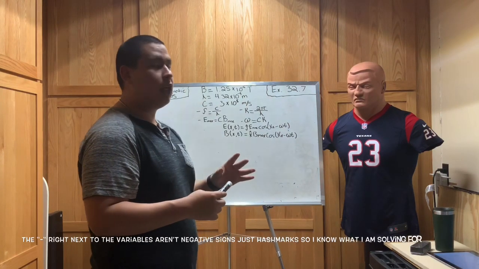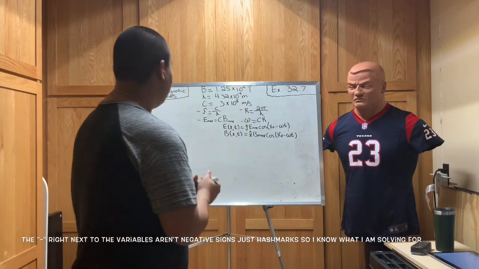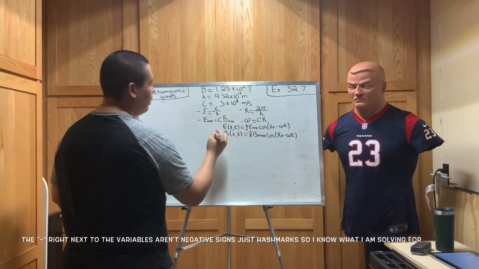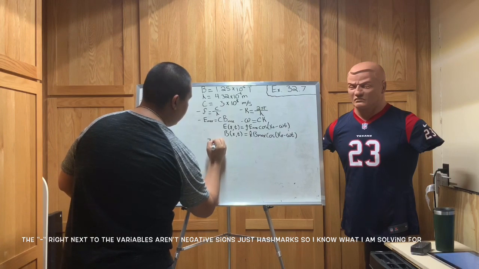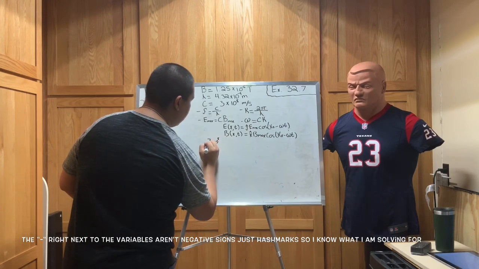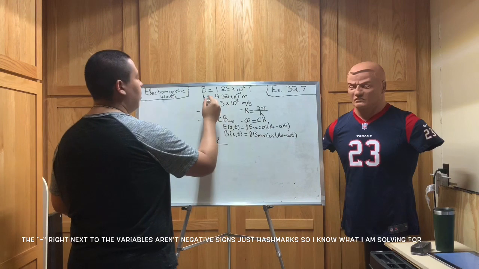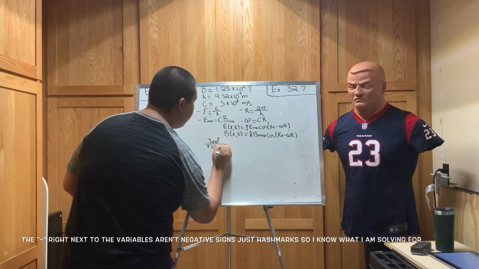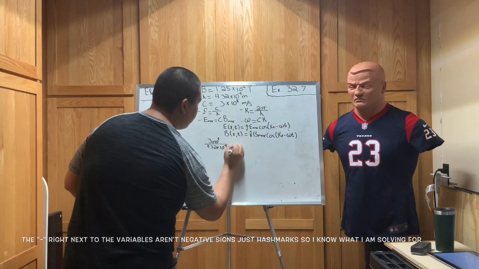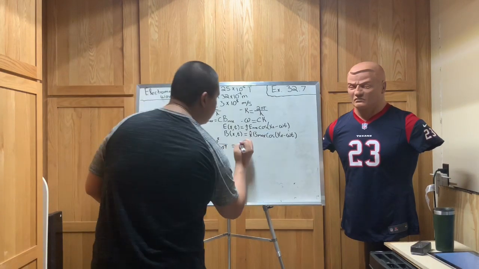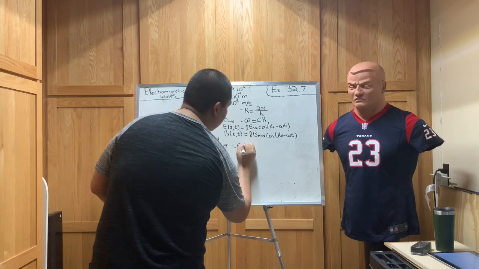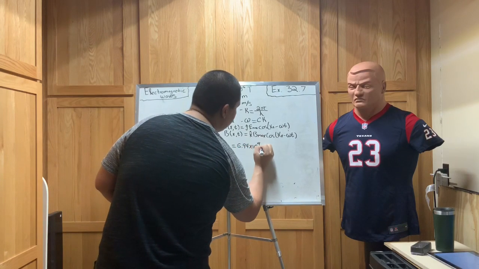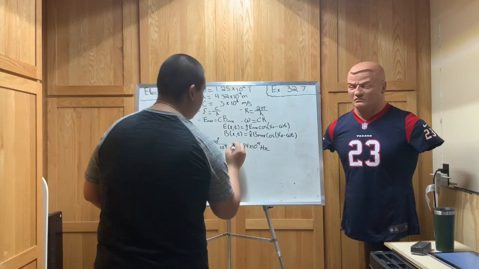First thing I'm gonna do is calculate the frequency of my wave. So I'm gonna take my velocity of light, 3 times 10 to the 8, divided by my wavelength, which is 4.32 times 10 to the negative 9, and I have that my answer is 6.94 times 10 to the 14 hertz.